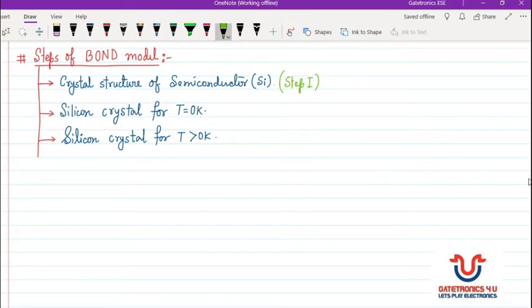The first step is that we have to understand the crystal structure of the semiconductor, and we have assumed that our semiconductor material is a silicon material. We have to understand the crystal structure of silicon material. Next step, we have to see what will happen in the silicon crystal when the temperature is 0 Kelvin. And in step 3, we will see the silicon crystal for temperature greater than 0 Kelvin. So let us first go to step 1.